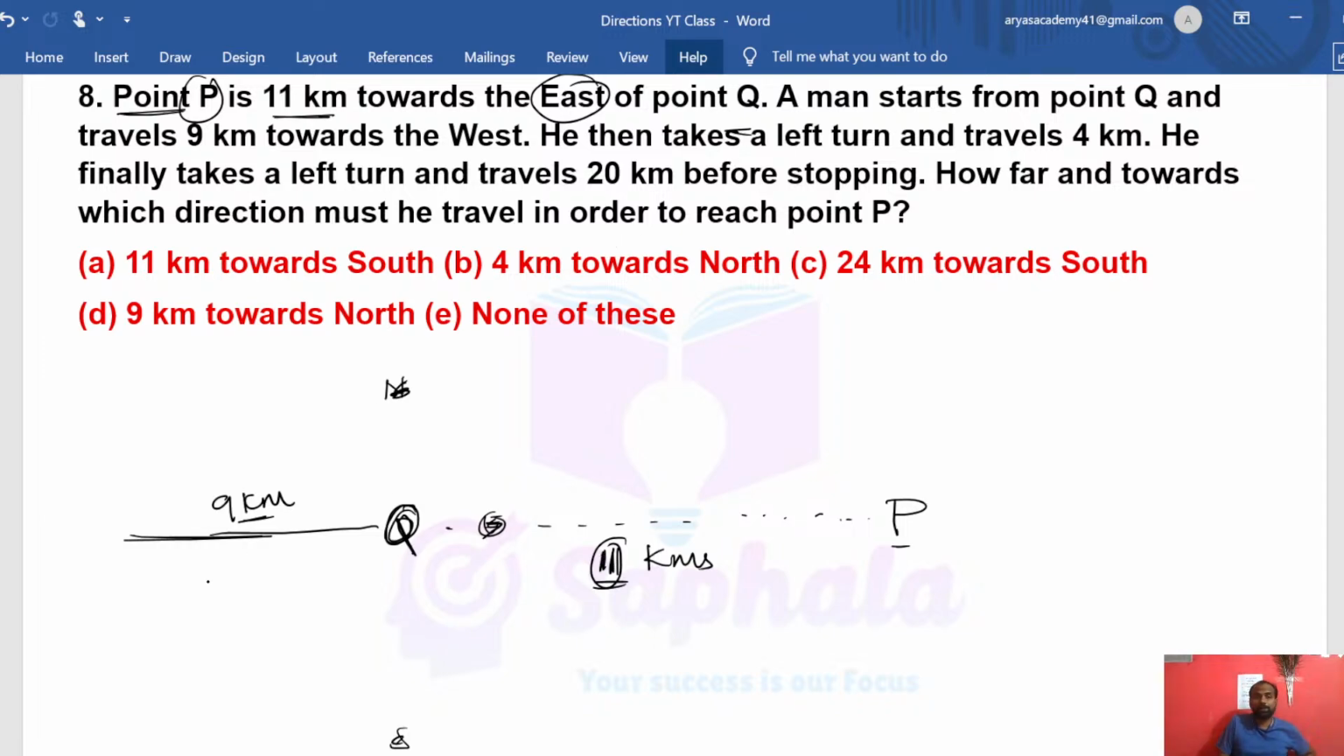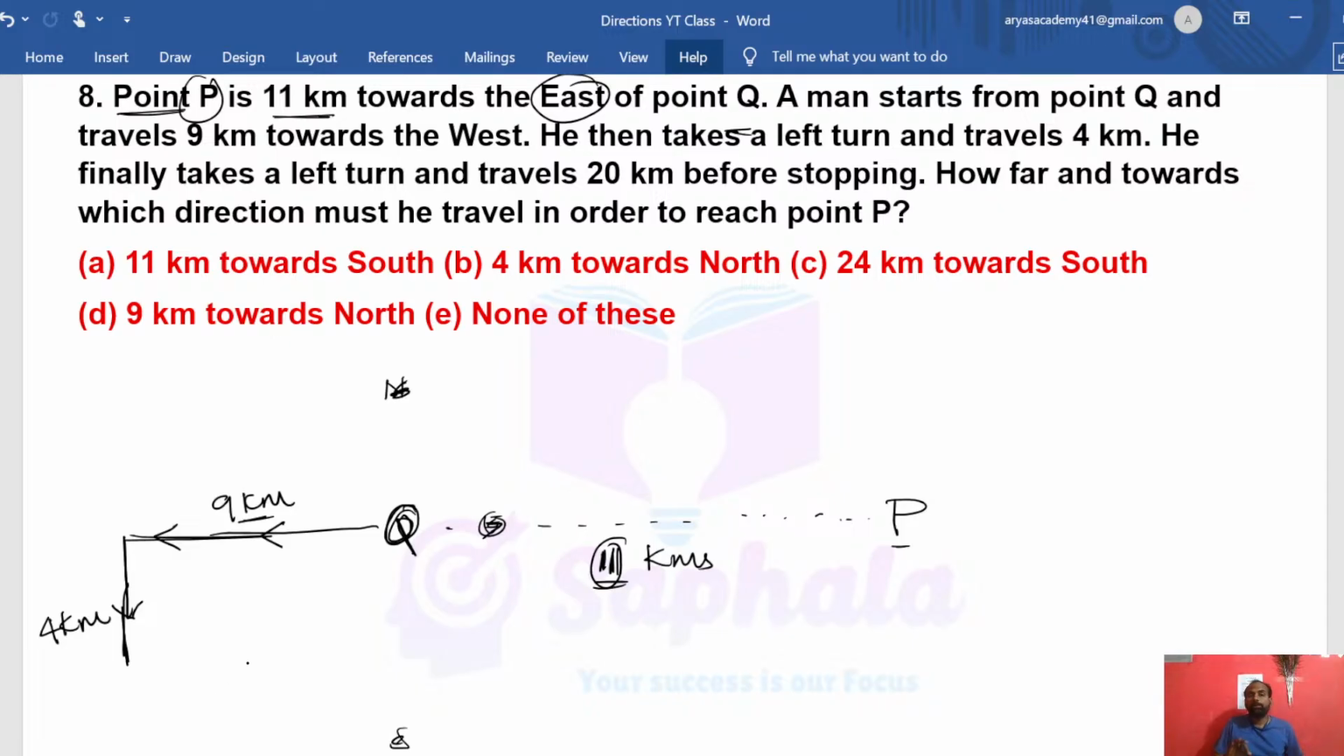He then takes a left turn. As he is moving towards west, if he takes a left turn, he moves down, which means he will travel towards south. So he takes a left turn and travels for 4 kilometers.